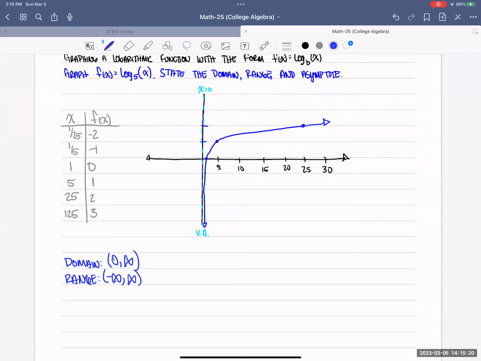Lastly, we have our asymptote. So our asymptote is where our numbers go. Over here, it looks like we're getting closer and closer to x equals 0. So asymptote at x equals 0.